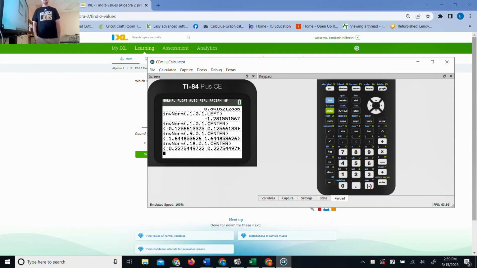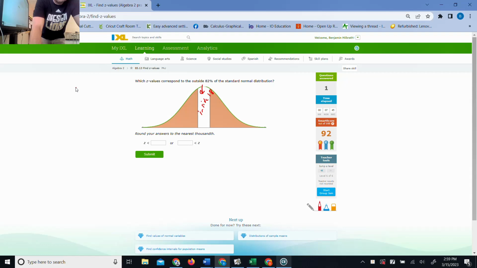IXL is just too easy, man. If you can't get IXL, I don't know what's wrong with you. I know some kids, boy, they struggle with it. I don't know what to tell you, man. Anyways, there you go. There's IXL EE13.